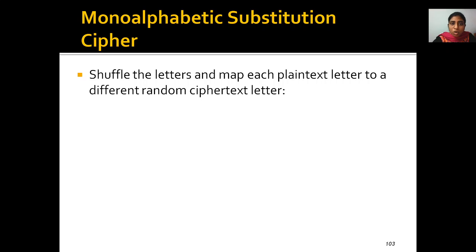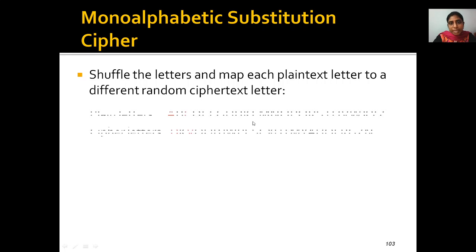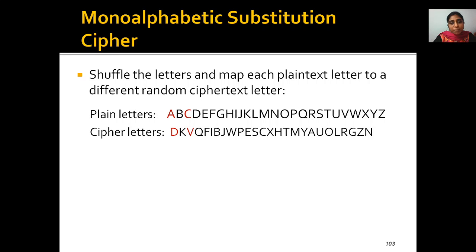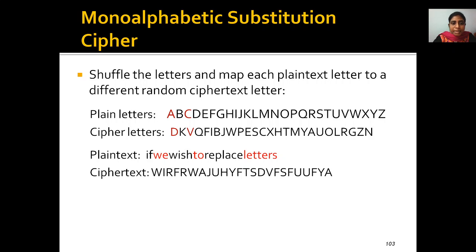Coming to the next one, the monoalphabetic substitution cipher. It is a cipher where we shuffle the letters and map each plain text letter to a different random ciphertext letter. So we take the plain text values and rearrange them randomly. This becomes my plain text value, randomly we have arranged some values, and this becomes my ciphertext values. Similarly, in the second example, we can replace letters randomly in the monoalphabetic substitution.